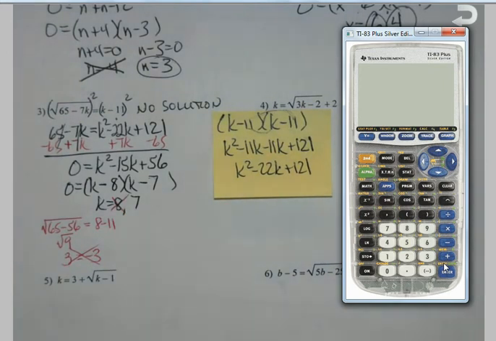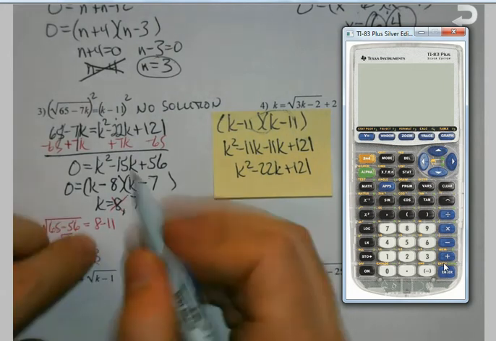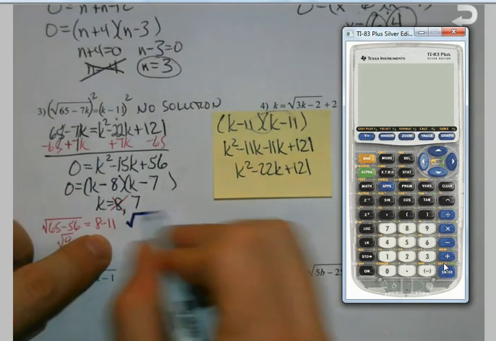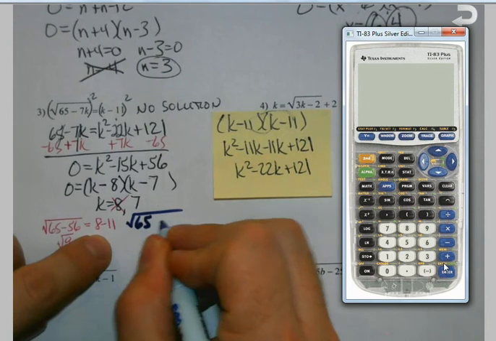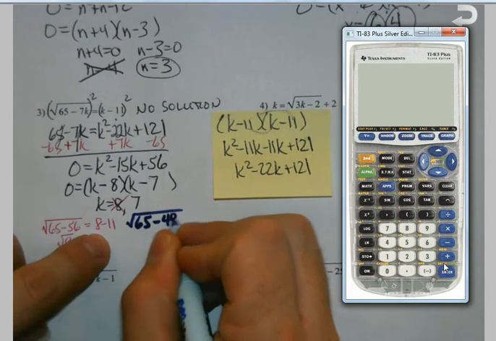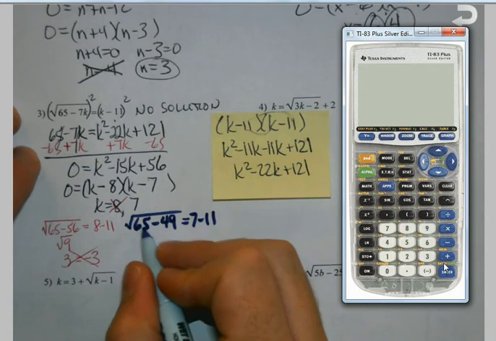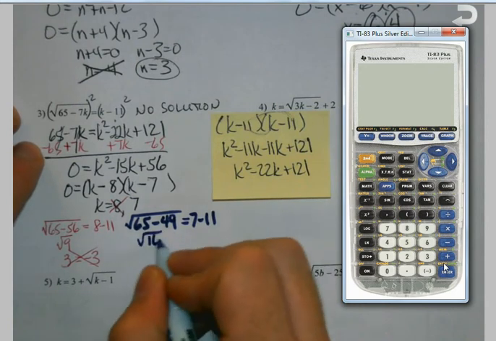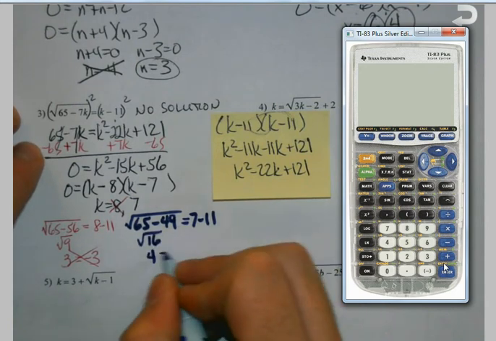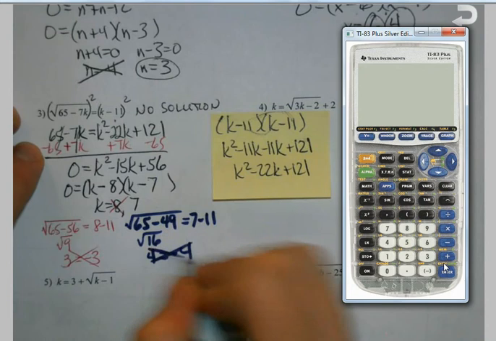Well, let's try the other one out. Maybe that one's going to work better. So I get to that one, and I do the same thing. I plug in the 7 for k there, so I'm like 65 minus 7 times 7 is 49 equals 7 minus 11. That'd be the square root of 16, which is 4. Oops, equals negative 4. That one didn't work either.